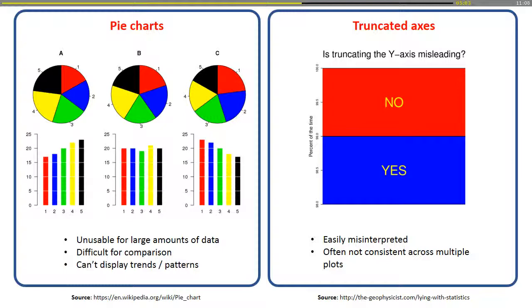If you're ever thinking about truncating a y-axis, which a lot of people do so they can zoom in on a part of data, think very carefully about this. In this graph here, it says, is truncating the y-axis misleading? It looks about 50-50, but if you read where the y-axis starts, which is 98%, then it's clearly a different message.